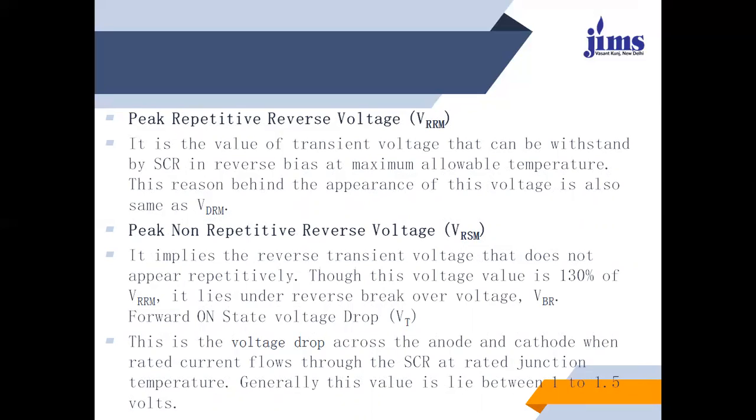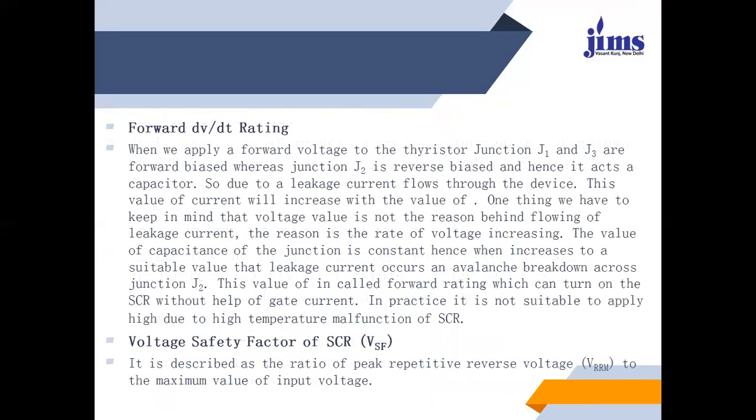Next is the forward on-state voltage drop. This is the voltage drop across the anode and cathode when rated current flows through the SCR at the rated junction temperature. Generally, this value lies between 1 to 1.5 volts for an SCR. Next will be the forward dV/dt rating.